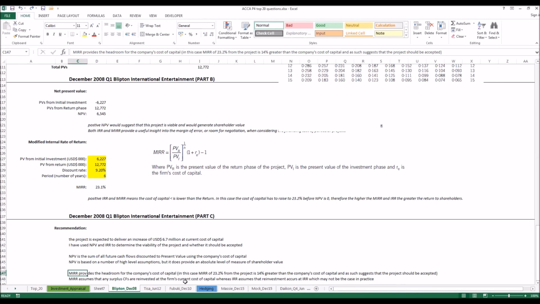So like I said, in this case, the modified internal rate of return of 23% is 14% higher than the company's cost of capital of 9%, and as such suggests that the project should be accepted. So the cost of capital will have to rise from 9% to 23%, almost an increase of 14%, before the project becomes not viable, before it stops generating any return.